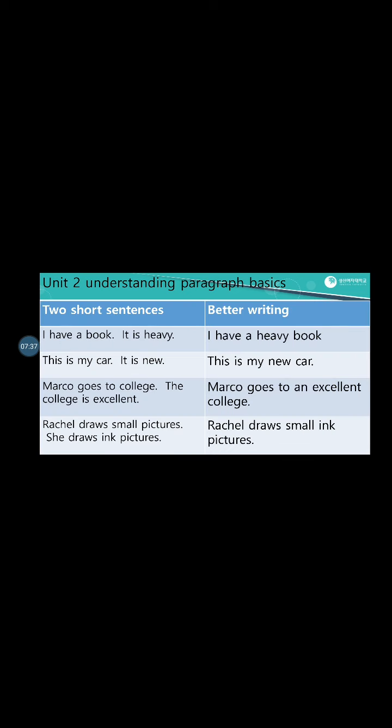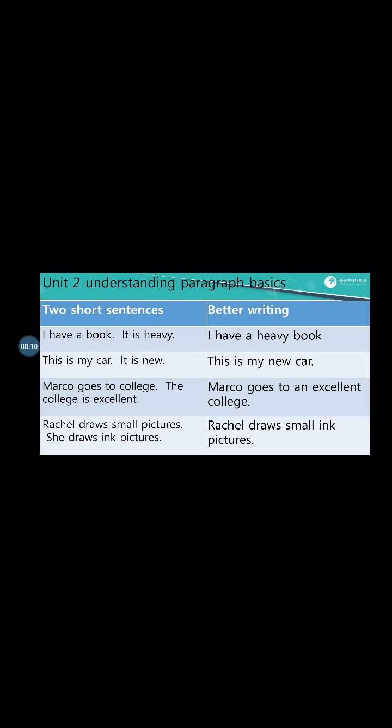So here we go, just to explain what I mean. I've made a column here and we've got two short sentences on the left side and better writing on the right side. So the two short sentences, let's have a look. I have a book, it is heavy. This is my car, it is new. Marco goes to college. The college is excellent. Rachel draws small pictures. She draws ink pictures.